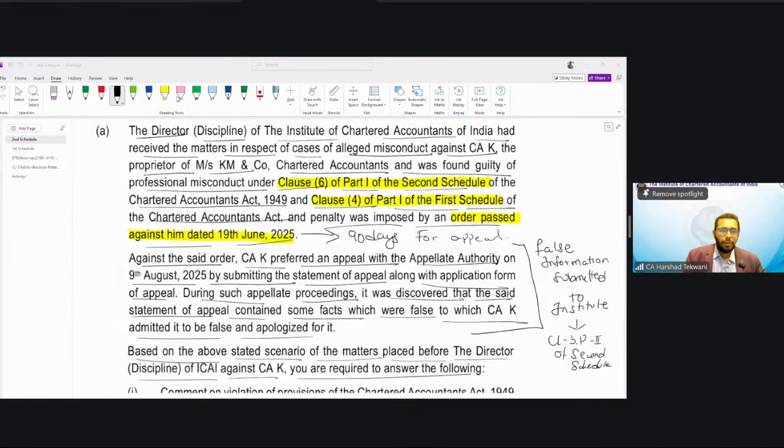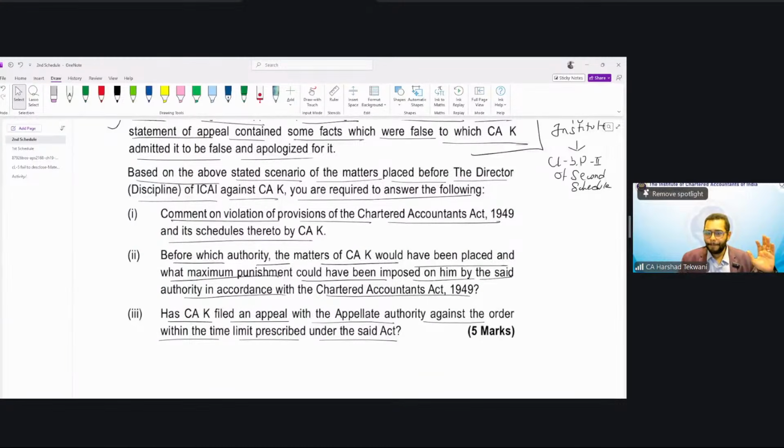He has filed the appeal on 9th August 2025. Within the 90-day time frame? Yes or no? That means he has filed the appeal within the given time frame. The question was, has he filed the appeal with the appellate authority against the order within the time limit prescribed under the Act? The answer is yes. You need to explain what the time limit is. Thus, he has filed the appeal within the time limit. Clear? Any doubt? Let's see the answers now.